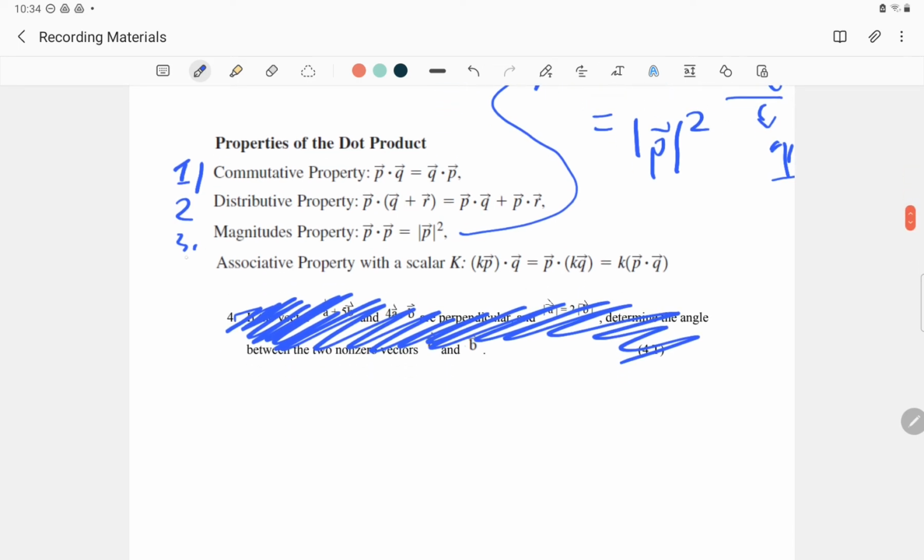So the fourth one is the associative property with scalar k, which states that when a scalar quantity is involved, no matter where you put it, the final answer will still be the same because it is a scalar quantity. And the result that we get by the end of the dot product is also scalar. So it doesn't really matter where you put it.